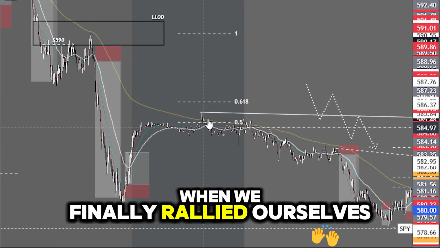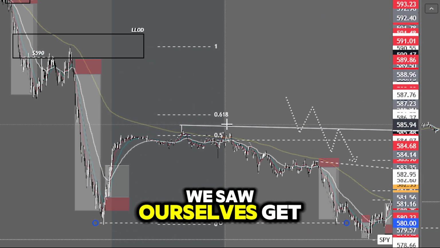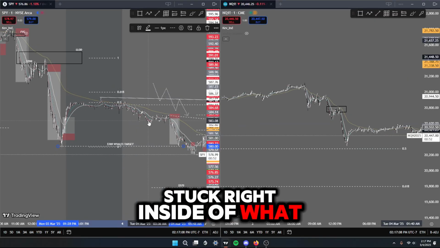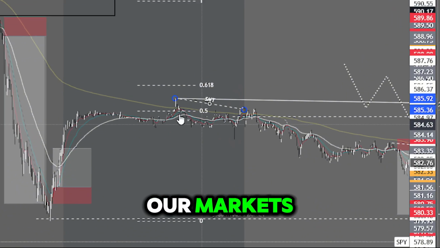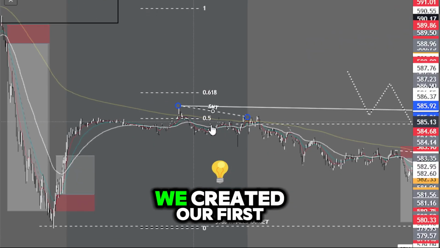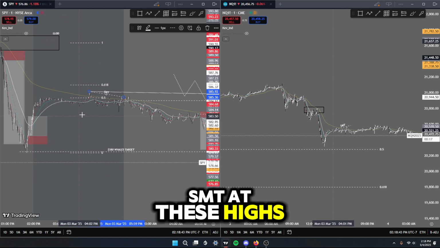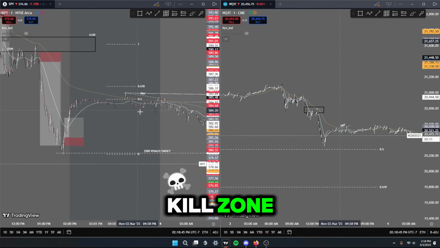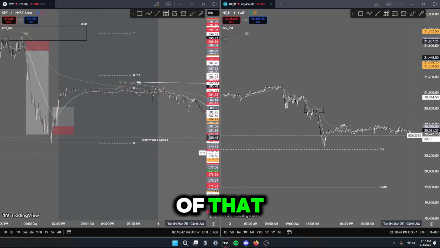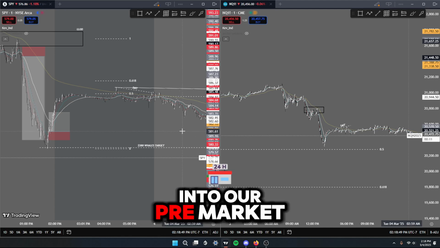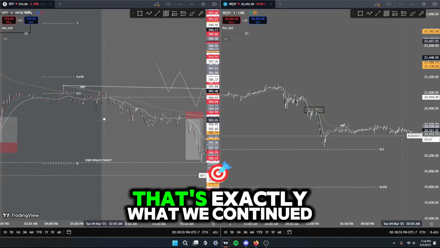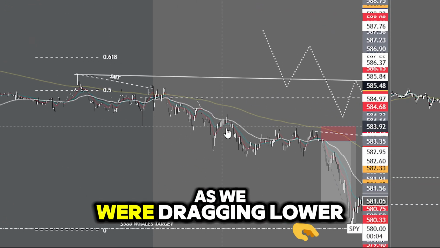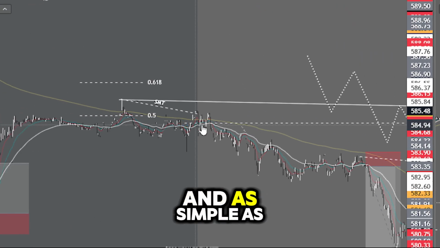When we finally rallied back up, we saw ourselves get stuck right inside our EQ kill zone. We can see that right before we closed our markets from post-market, we created our first SMT at these highs inside of our EQ kill zone. So, leaving it off of that, we already knew heading into pre-market that we would most likely be looking at a bearish bias.